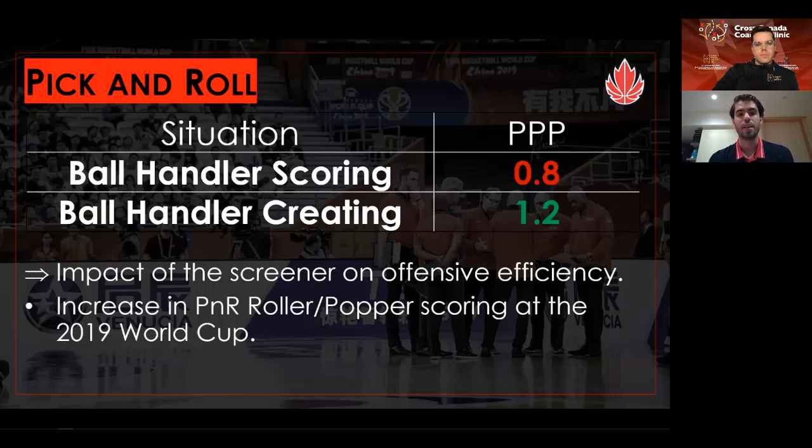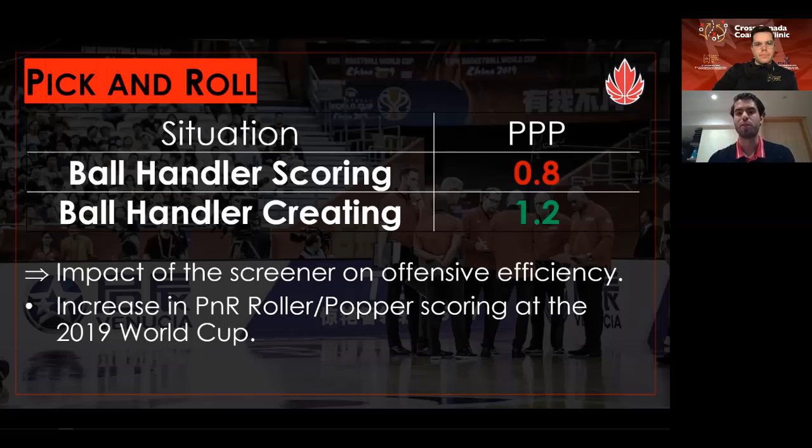And then the increase in pick and roll popper scoring has been prevalent in recent competitions. So with this jump in frequency of pick and roll actions, you've also seen an increase in the frequency of times that the big man scores either right at the rim on a roll or on a pop. The frequency that this occurs has increased as well.